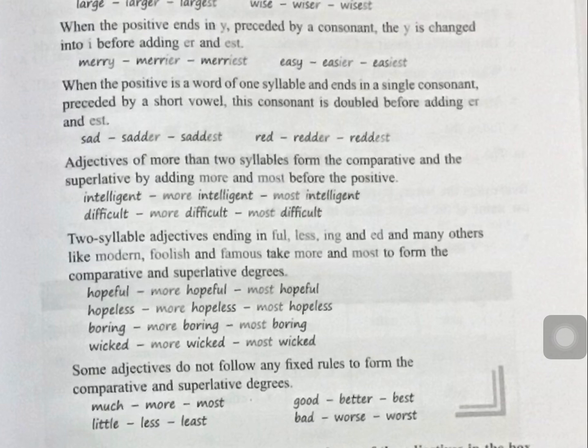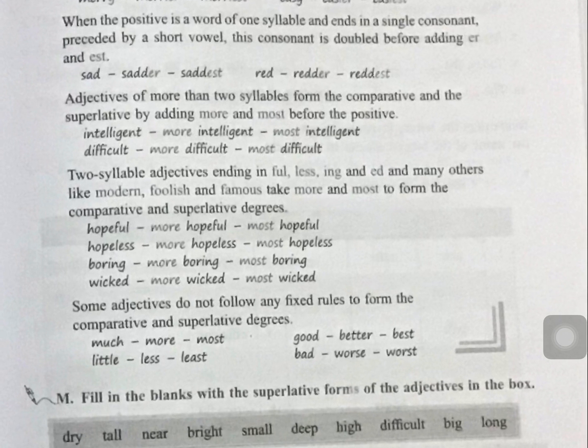Two-syllable adjectives ending in ful, less, ing and ed, and many others like modern, foolish and famous, take more and most to form the comparative and superlative degrees. What do they do, children? Words ending with ful, less, ing and ed, and many others like modern, foolish and famous, also change their degrees of comparison by keeping more before the positive, hopeful, to make it comparative, and to make it superlative, most is added before the word.